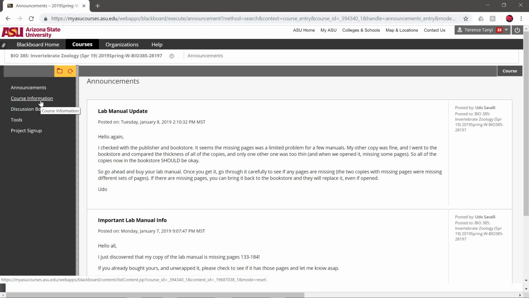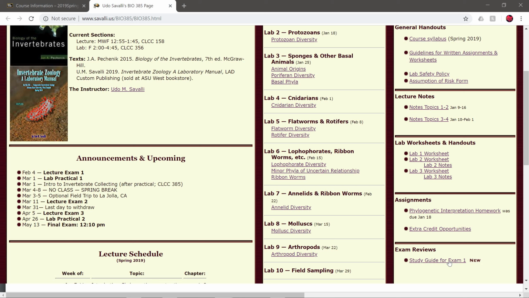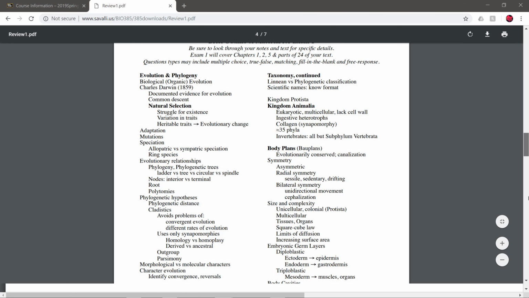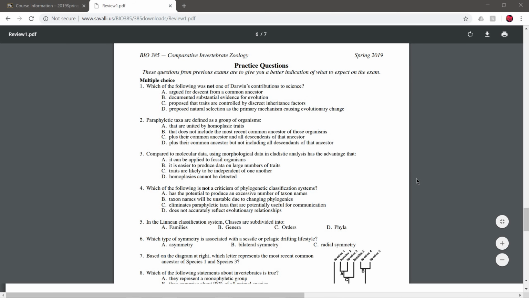All right. So molecular data, for the most part, cannot be applied to fossils. We generally don't. There are some exceptions, but for the most part, not. It is easier to produce data on large numbers of traits. That's true. Nowadays, we can sequence fairly large chunks of genome and compare those to data that have been reported for other organisms and get pretty large molecular data sets. While you're limited with morphology, and it's much harder to categorize all of those anatomical features that you would need.